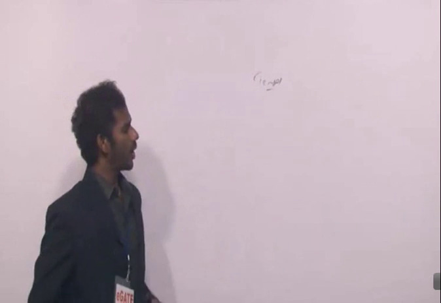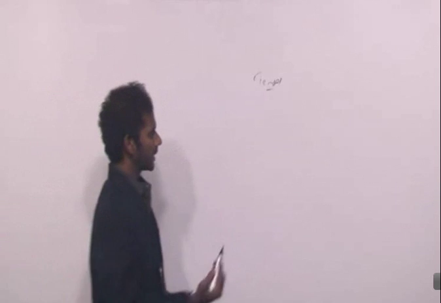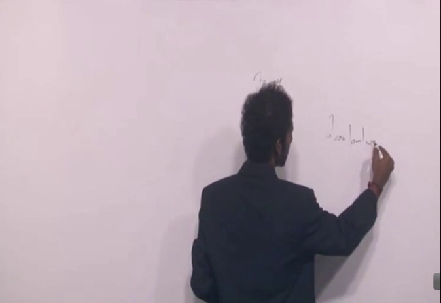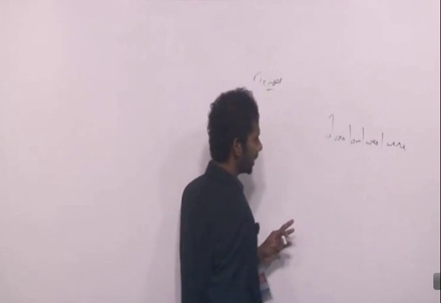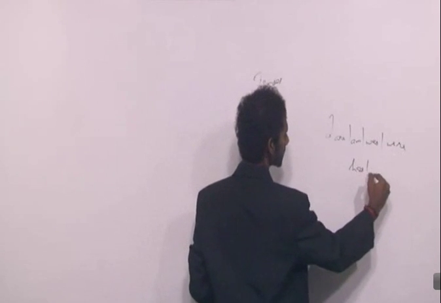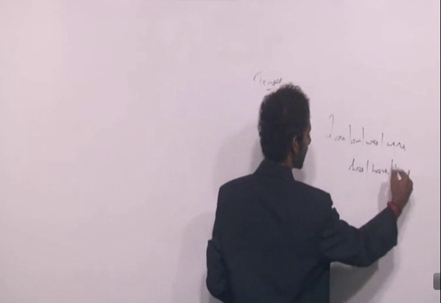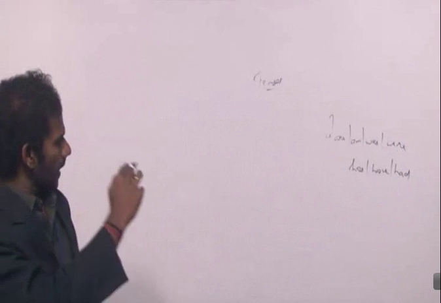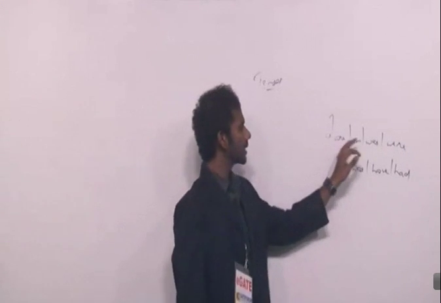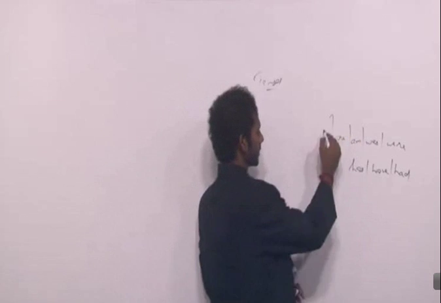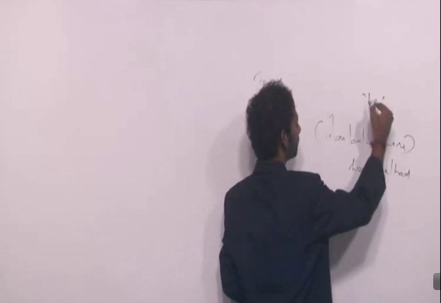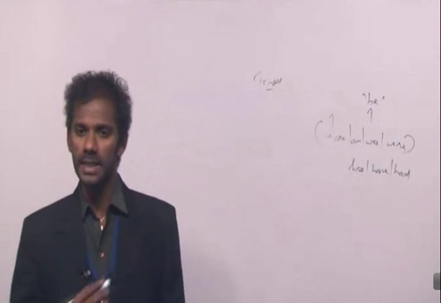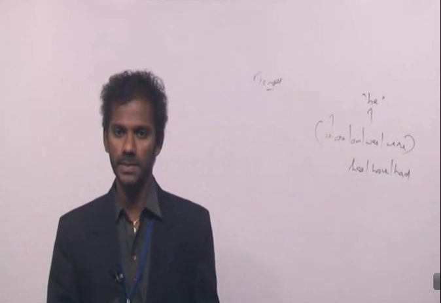Now in English, auxiliary verbs are 8 in number. They are is, are, am, was, were, then has, have, had. These are the auxiliary verbs in English, right? 8 in number. Now, is, are, am, was, and were, these are forms of be. Be is an auxiliary verb, and the forms of be are is, are, am, was, and were, right?